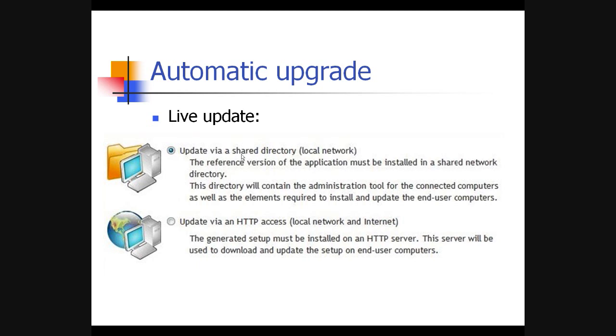So if you choose to update via a shared directory of your local network, the reference version of the application must be installed in a shared network directory, which means that basically you're going to choose a reference directory somewhere on your network and fully install your normal application in it. Each time you install this new version, all the other users will be able to check via the LAN if there's a new version and eventually copy it.